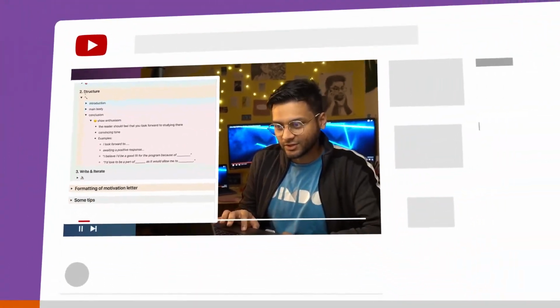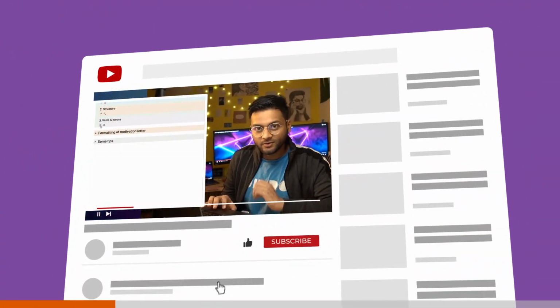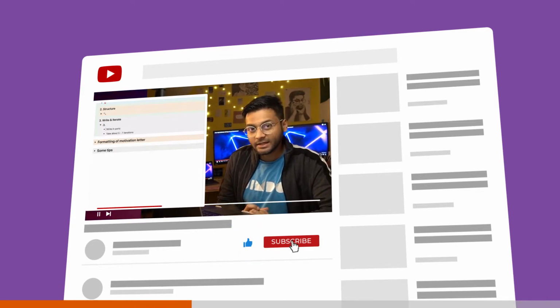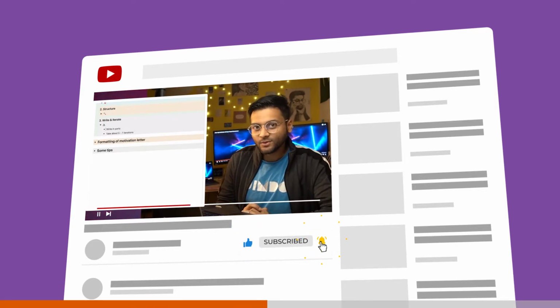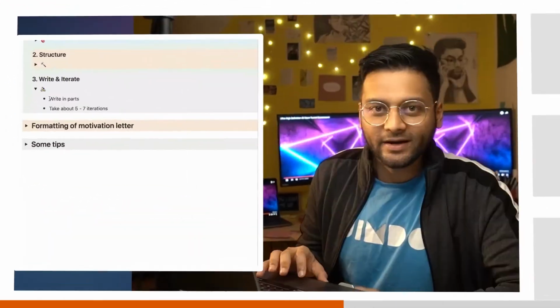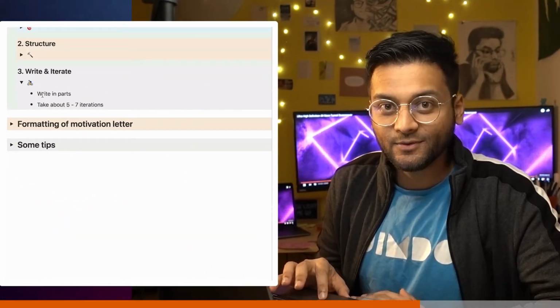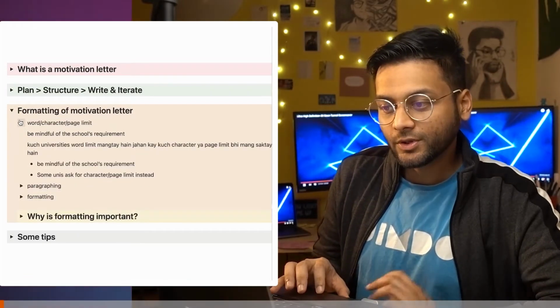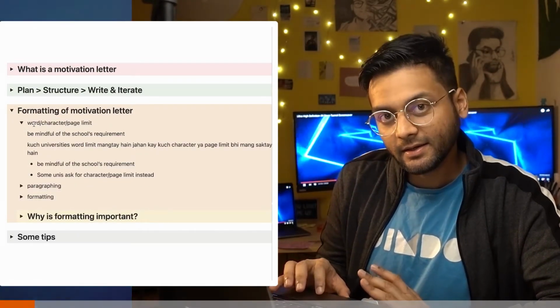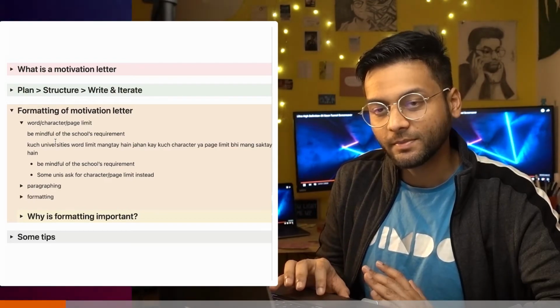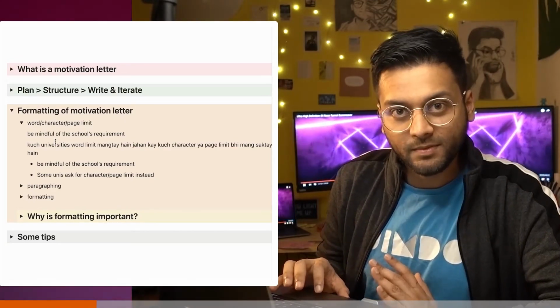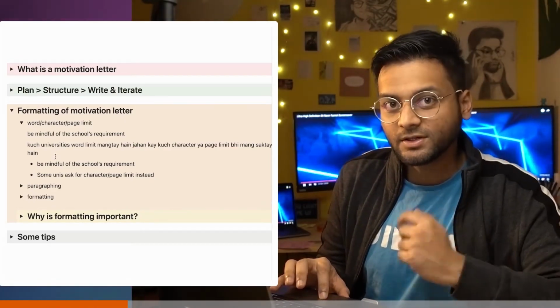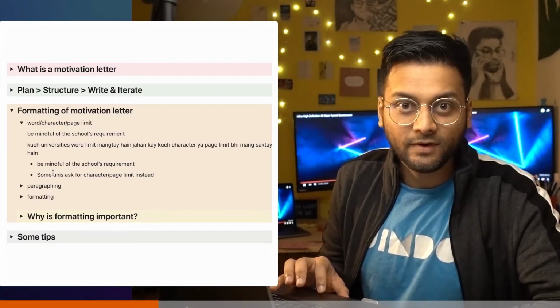Once you have created the structure, the second part is to start to write. Please write in parts, create good paragraphs. And once you have written it, take a sleep and do one iteration every day for the next 5 to 7 days. The next section is about formatting your motivation letter. You should look into word limit and character limit specifically for the school because the requirements are different for everybody. There could be a word limit or sometimes there could be a page limit. So definitely look out for that.